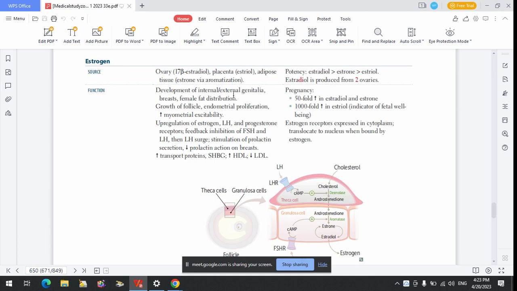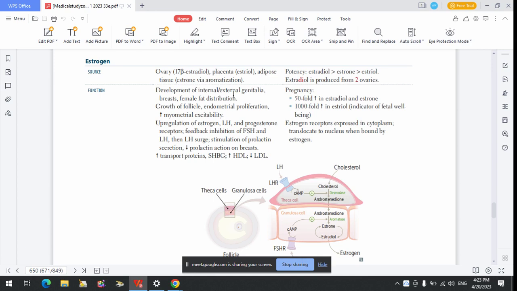So in pregnancy, you have a 50-fold increase in the level of estradiol and estrone. Estradiol is the one coming from the ovaries. Estrone is the one coming from the adipose tissue. During pregnancy, the best one to check for is estradiol, and you expect a 1,000-fold increase in the level of estradiol in a pregnant woman if the baby is doing well and is alive, because it shows that the placenta is actually working to keep that baby perfused. So there's a 1,000-fold increase in the level of estradiol from baseline when the mother is not pregnant.